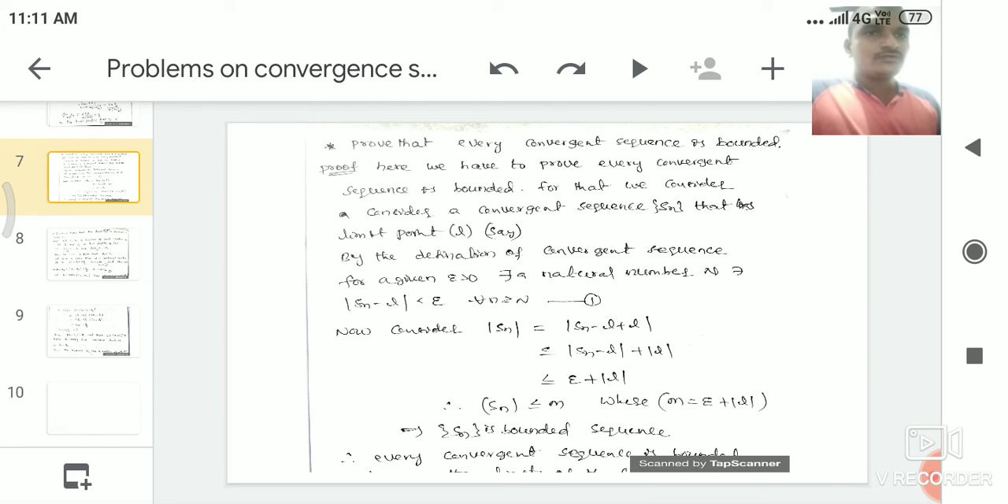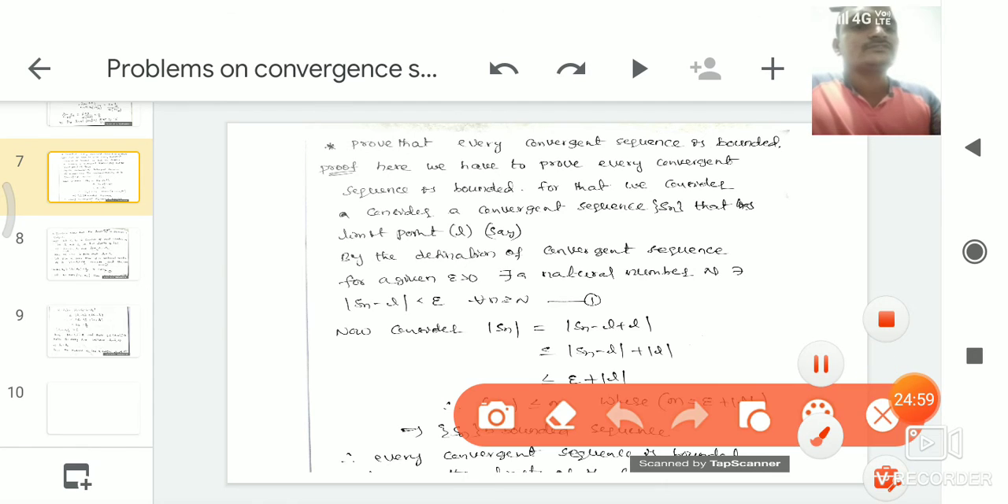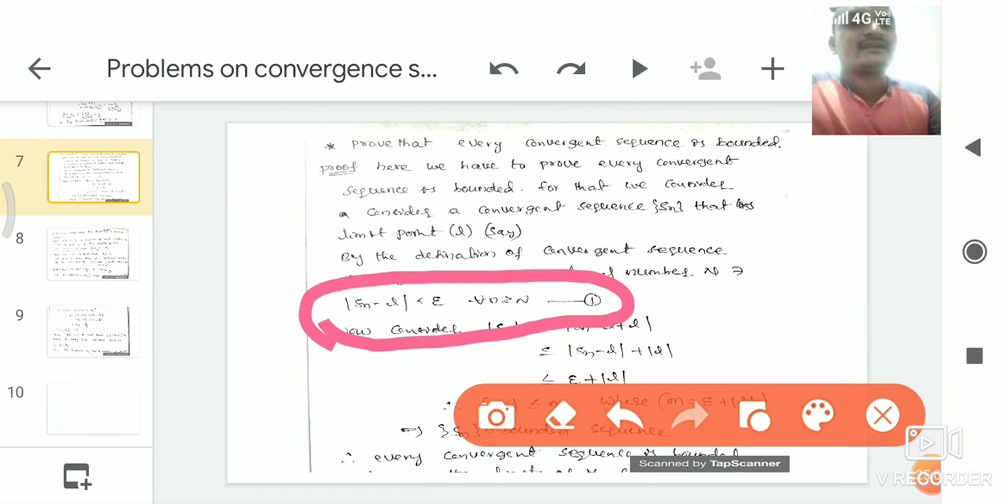epsilon greater than 0, there exists a natural number n such that mod Sn minus L less than epsilon for every n greater than or equal to n. So which is only the definition of limit point of a sequence or convergent sequence. Mod Sn minus L less than epsilon for every n greater than or equal to n.